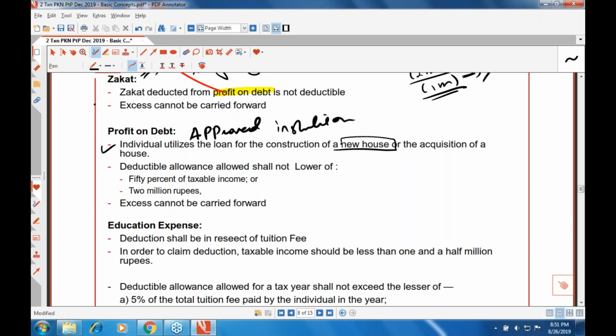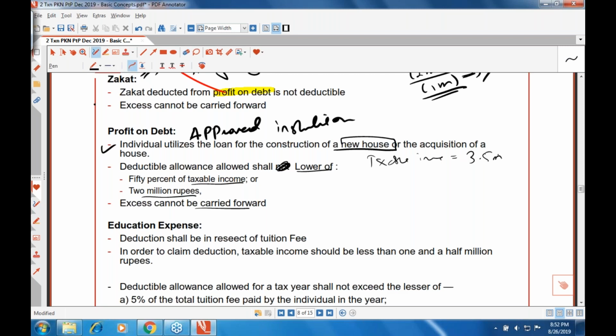If you obtain a loan for the construction or the acquisition of a house, the deductible allowance allowed shall be the lower of, shall not, there is an error, shall be the lower of 50% of taxable income or 2 million rupees. The excess cannot be carried forward. For example, if your taxable income is 4 million, or if your taxable income is, let's say, 3.5 million.